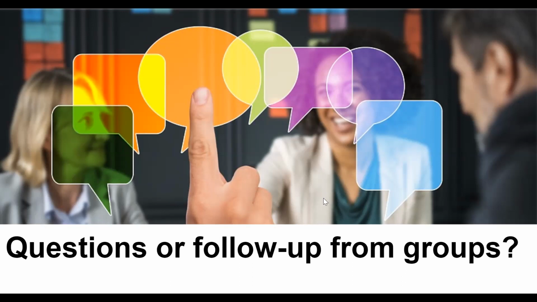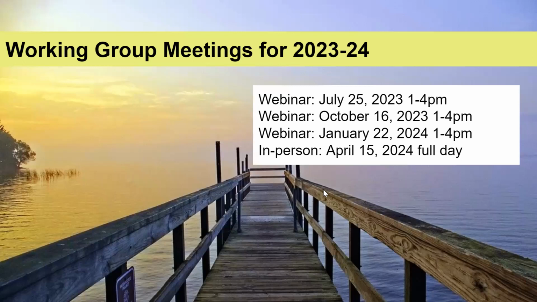All right, well, I don't see anything else. So I will take this opportunity to remind you about upcoming working group meetings. Just a note, we usually meet on the third Monday of the month, but in the summer, in July, we decided a few years back to bump that meeting to a Tuesday. So our next quarterly meeting is Tuesday, July 25th, 1 p.m.